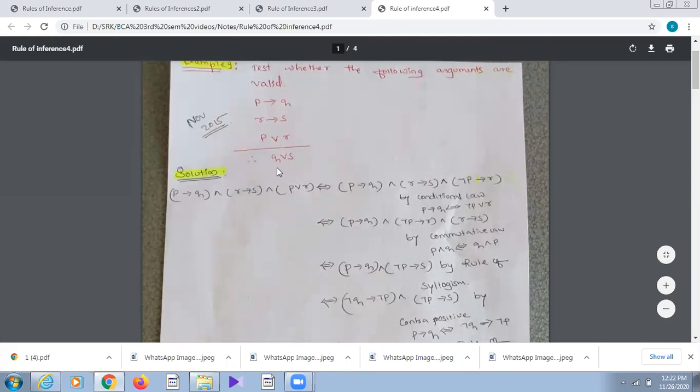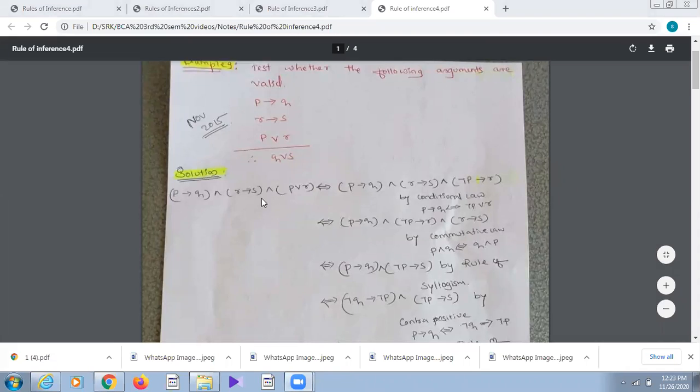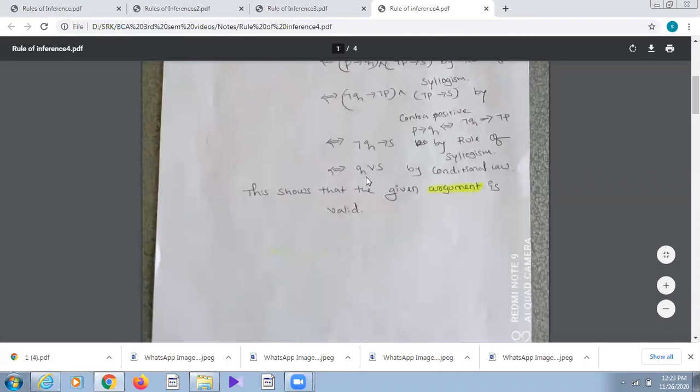When they give the argument in the question, it is already given in tabular form. Then you have to take each premise, with a conjunction operator in between. Then take the whole of the premises and apply some laws of logic and rules of inference wherever necessary. After solving the premises, we want to get the conclusion. Once we get the conclusion, we can say that it is a valid argument.